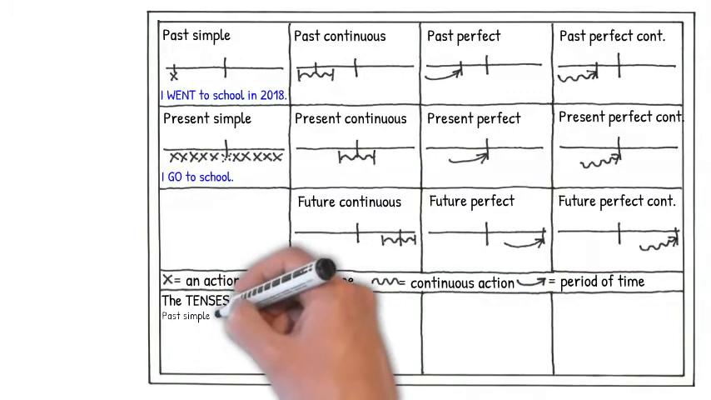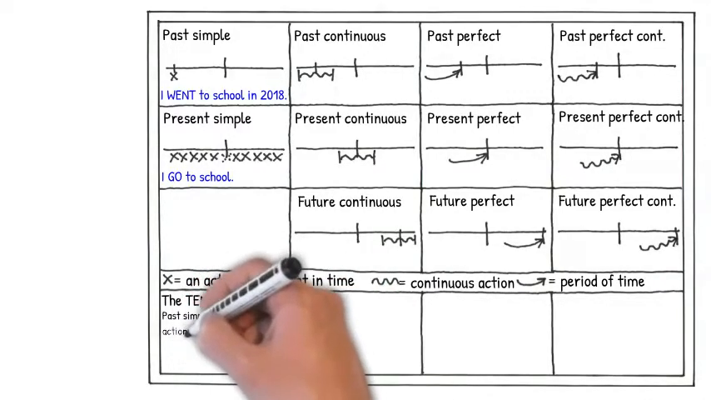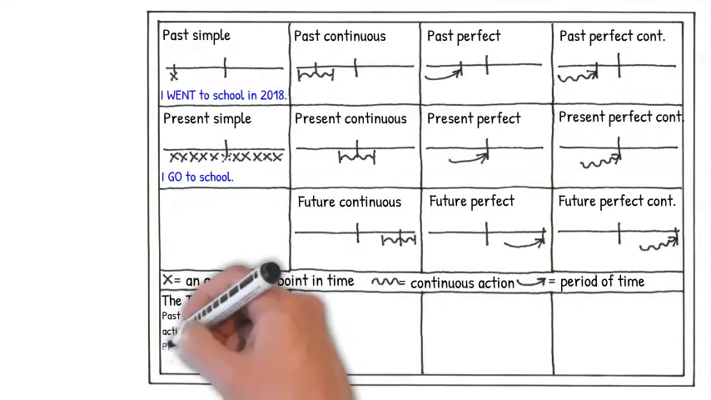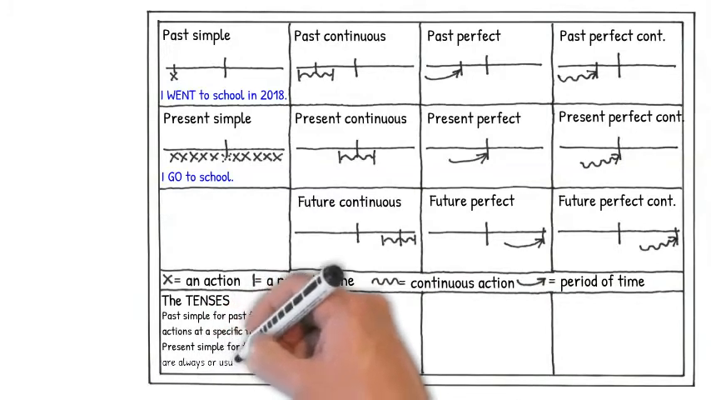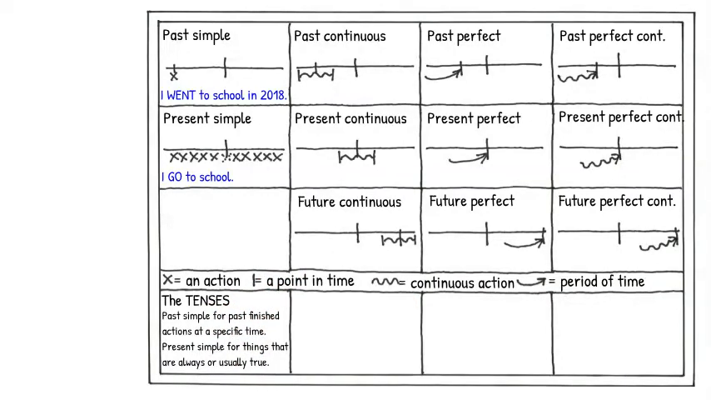Two tenses in English: past simple, which is for past finished actions at a specific time in the past, and the other tense is present simple, which is for things that are always or usually true. Think about the present simple, not for the present, but for all time. In fact, sometimes actions don't even happen at the present. For example, I play guitar, but you don't hear me playing guitar now, do you? That really wasn't playing.